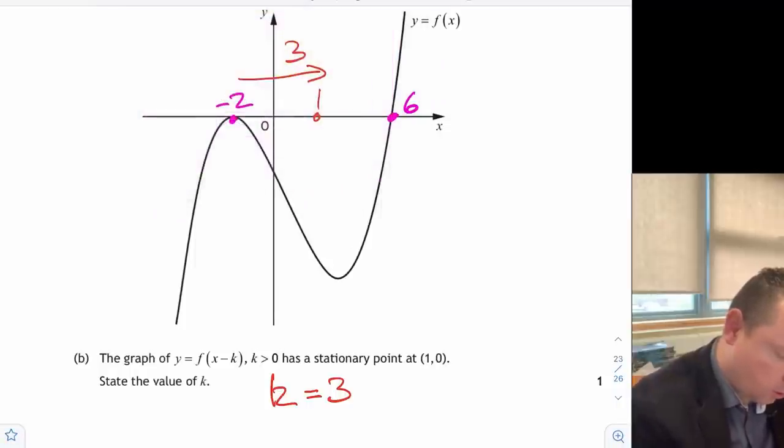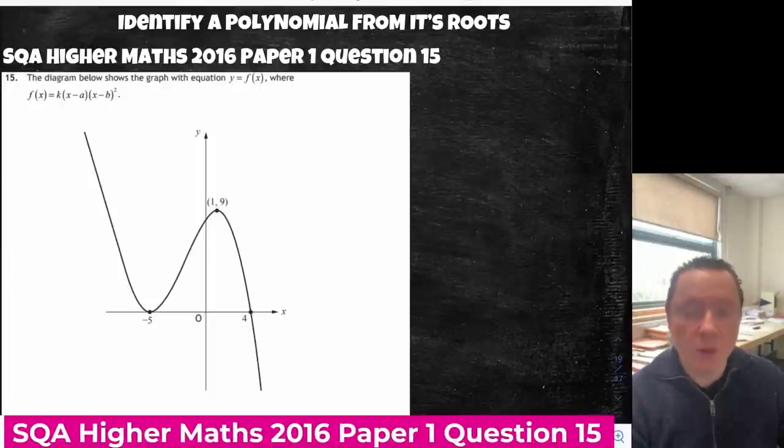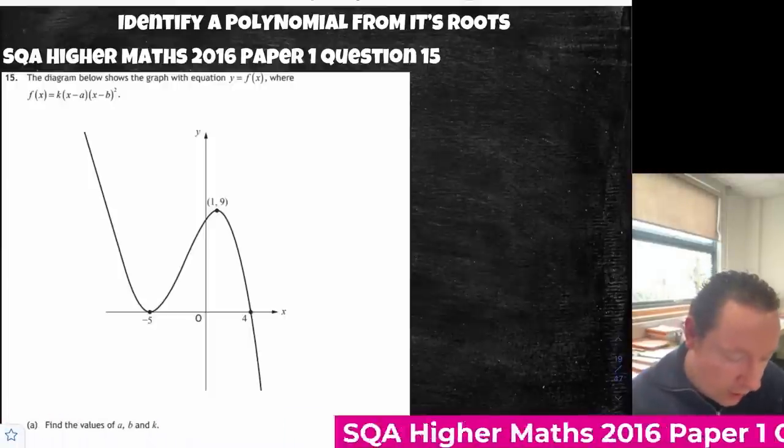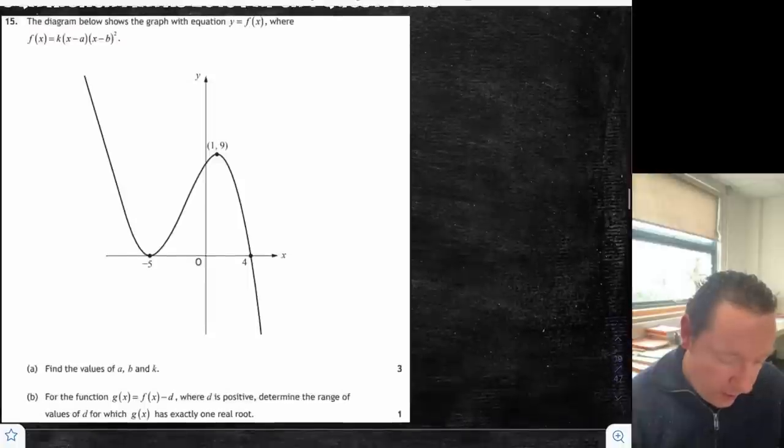So there's our final mark for this question. SQA Higher Maths 2016 Paper 1 Question 15, identify a polynomial from its roots. The diagram below shows the graph of f of x, which is k(x minus a)(x minus b) squared. Find the values of a, b and k.